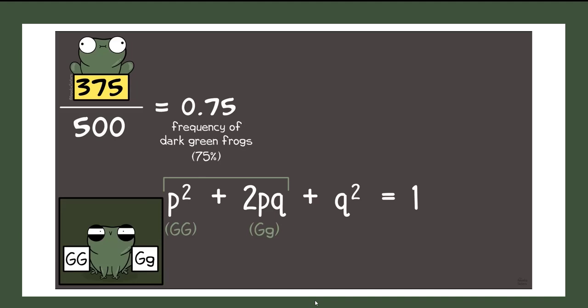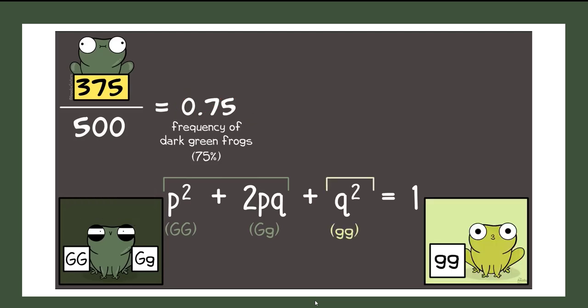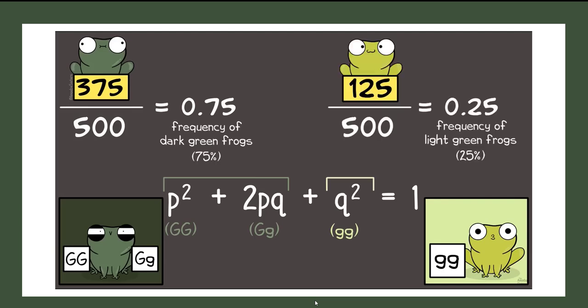The problem is dark green frogs could have genotype big G, big G, or they could have big G, little g. I can't assume they're one genotype or the other, so I shouldn't use that value. The recessive genotype, resulting in a light green trait, is safe to use though, because I know that light green frogs are the genotype little g, little g. They can't be anything else. So 125 frogs out of 500 frogs equals 0.25. That means, from the equation, the value q squared equals 0.25.